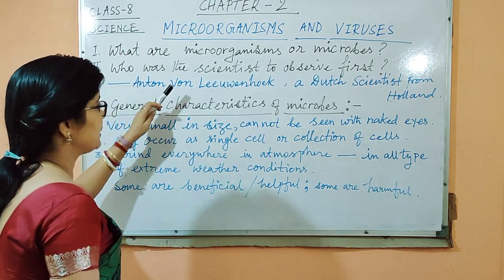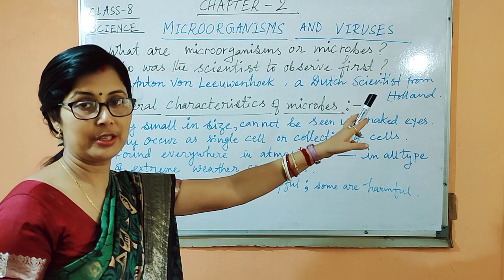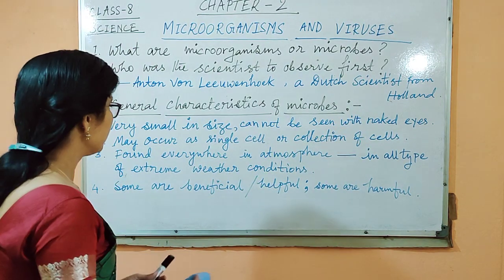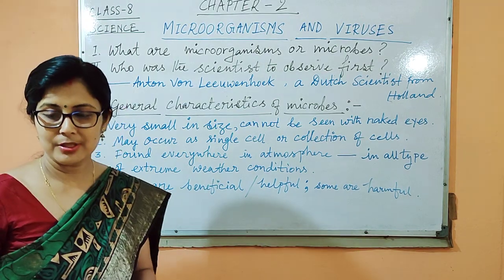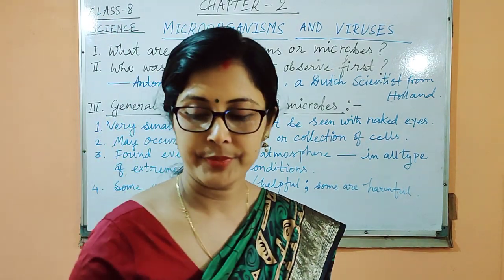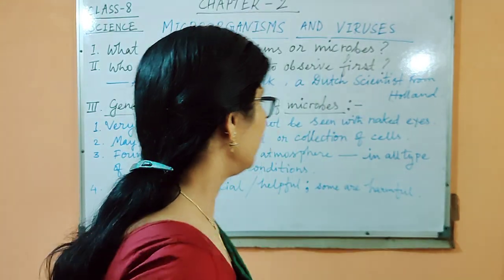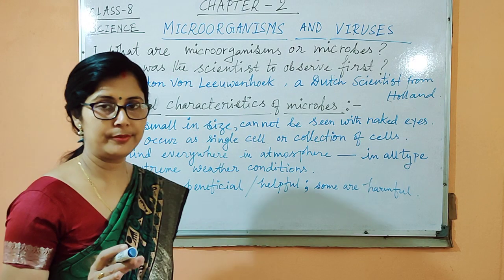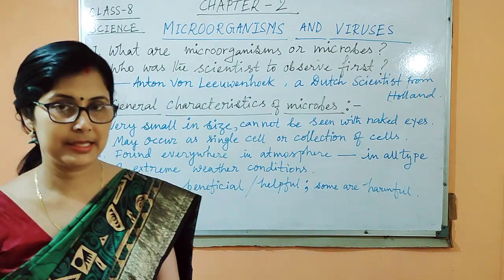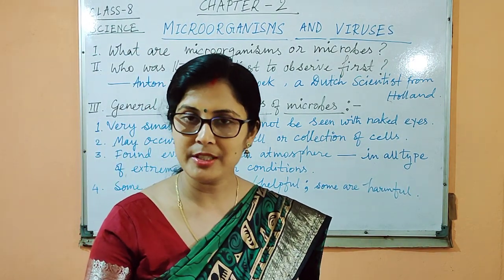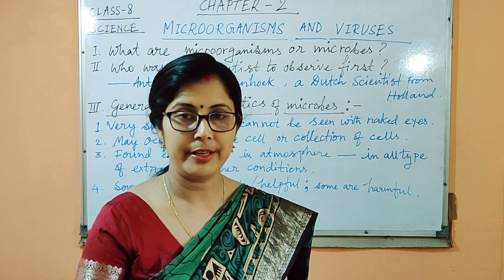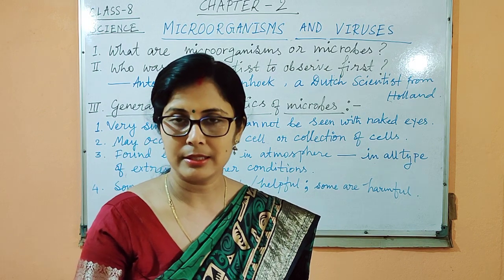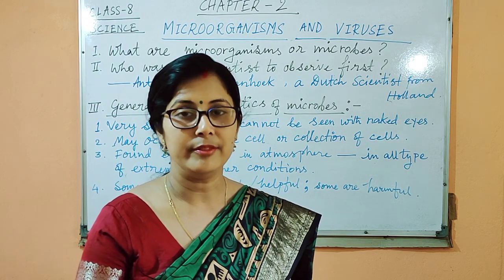Next point: who was the scientist to first observe living microorganisms? It was a Dutch scientist from Holland whose name was Anton van Leeuwenhoek, who first observed living cells under a very primitive microscope, a very primary type of microscope. He observed living plant cells as well as living animal cells.